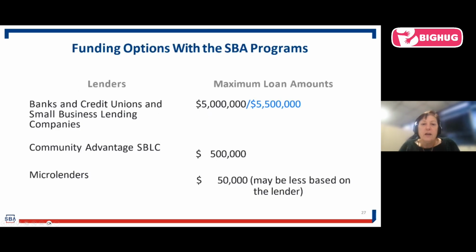Lenders. Okay, we have banks, credit unions, and small business lending companies that can do loans up to $5 million, okay? With a SBA 504 program, which is a fixed asset acquisition and refinance program. In some cases, the lenders can go up to $5.5 million. We have our community advantage small business lending companies that can do loans up to $500,000. And then we have our micro lenders that are smaller dollar lenders. They can do loans up to $50,000.